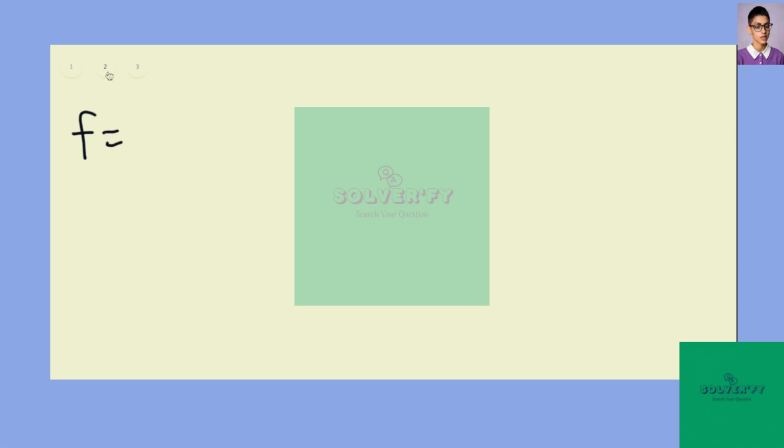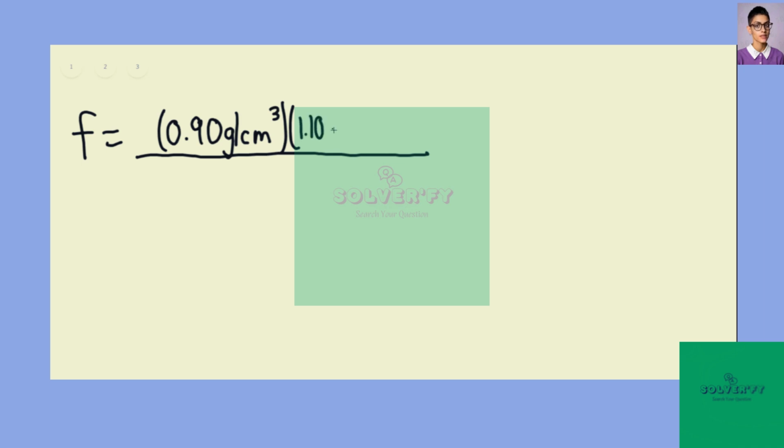We can actually then substitute in for all of our values. So the fat fraction would be 0.90 grams per cubic centimeter multiplied by 1.10 grams per cubic centimeter. This would be divided by x times 1.0 grams per cubic centimeter. So 0.90 grams per cubic centimeter would be the density of fat. 1.1 grams per cubic centimeter would be the density of the fat-free. X would be the entire body's density.